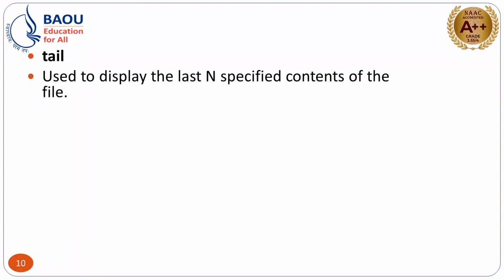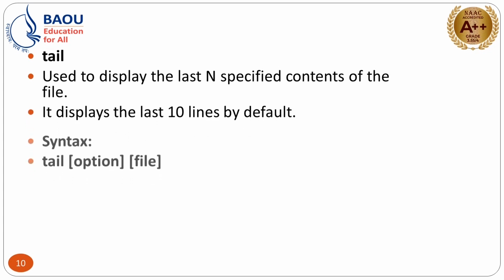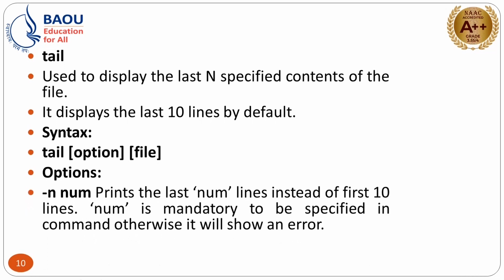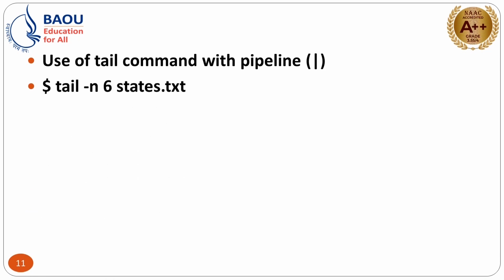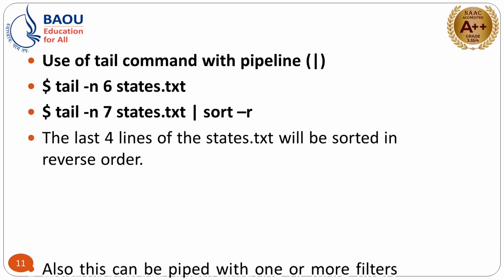Now, like the head command, this can also be used with other commands. If you want to merge the tail command, you can merge it with a pipeline also. So here are the examples: tail -n 6 states.txt will display the last 6 lines. Then with 7, that means 7 lines will be displayed, and sort with the -r option, which means reverse order. If you are not using r, it will display alphabetically, but if you use the r option, it will display in reverse order, right.